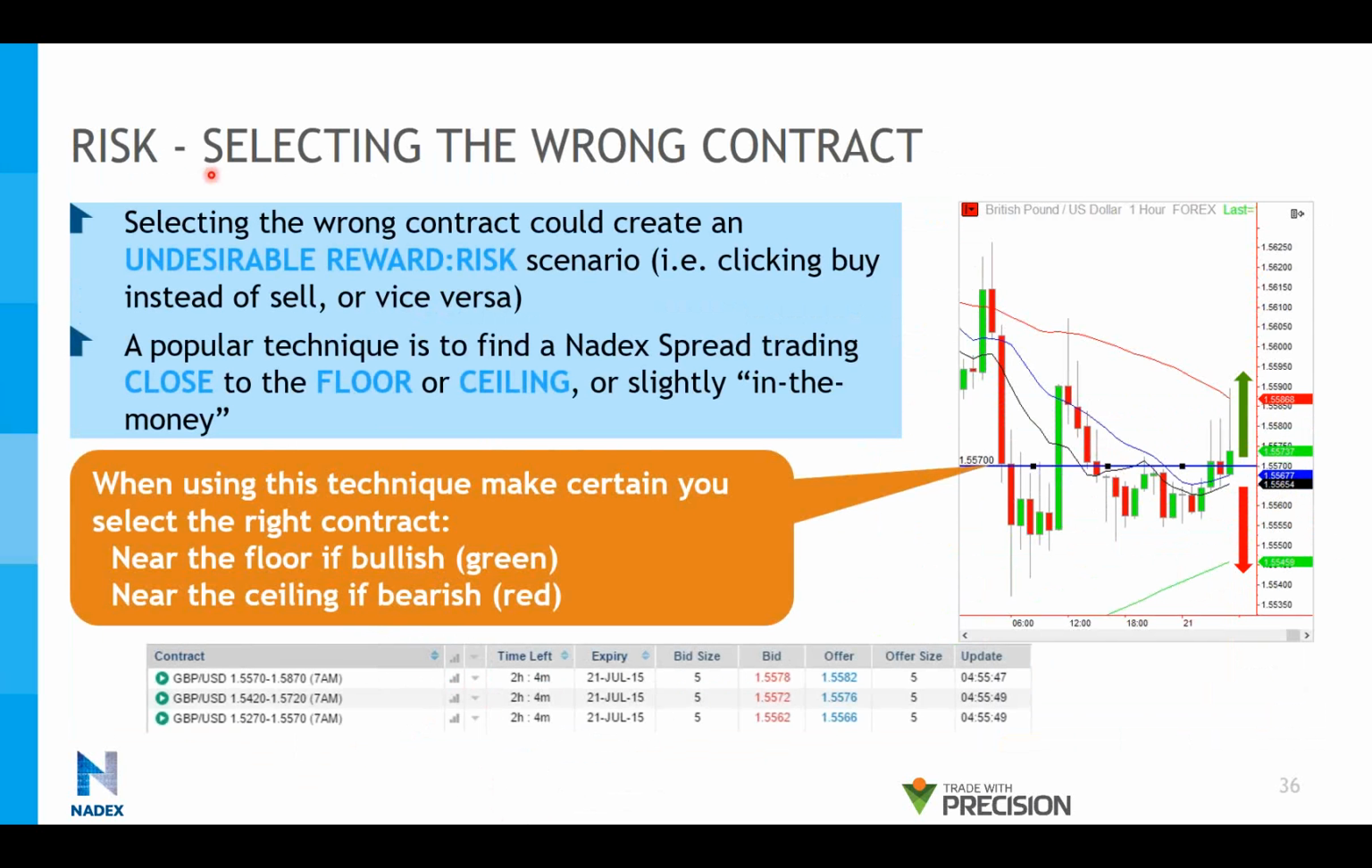The risk, of course, when selecting the wrong contract, is that it could create an undesirable reward to risk ratio. You click buy instead of sell, or just the other way around. You have seen how terrible this can be if you buy near the ceiling. Your contract has no more room to the upside to actually work in your favor. If you sell near the floor, same thing. If price starts to drop, you got the direction right, but unfortunately you don't participate in that move. Keep in mind, you want to pick a contract where you sell near the ceiling or where you potentially buy near the floor.